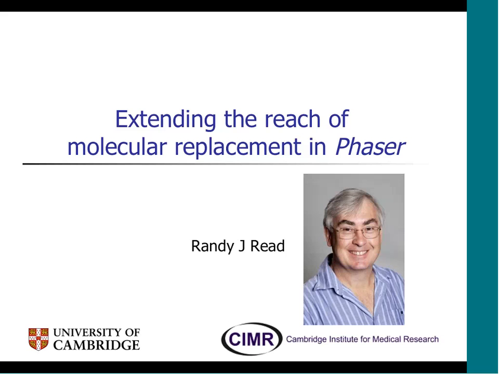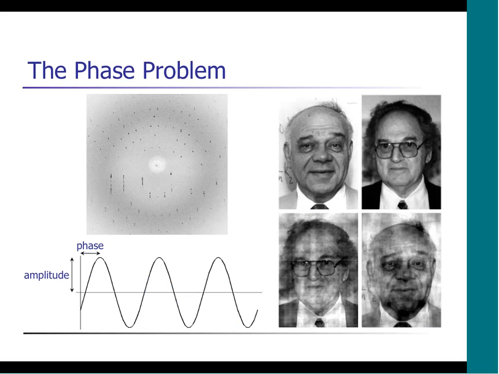I like to start when I'm talking about likelihood and the phase problem with this slide, which shows basically an illustration of the phase problem and actually an illustration of what can go wrong with molecular replacement. So here, if you can see my cursor moving around, is a picture of Jerry Carl. Here's a picture of Herb Houtman, and we all presumably know their names at least.